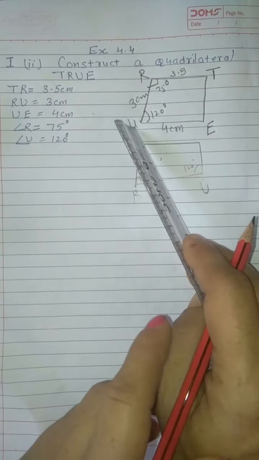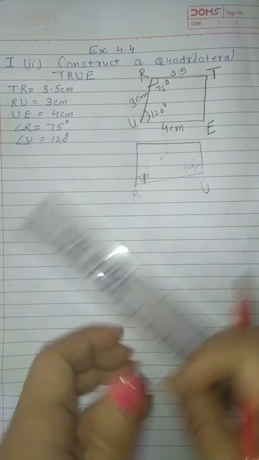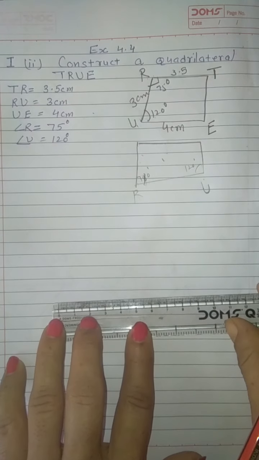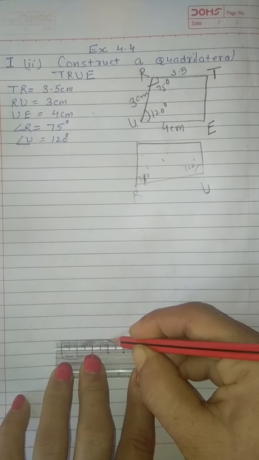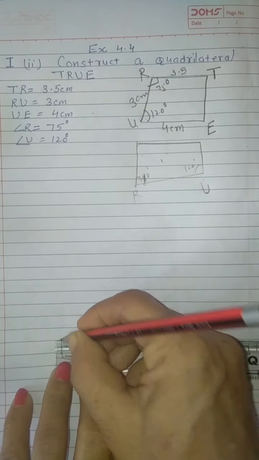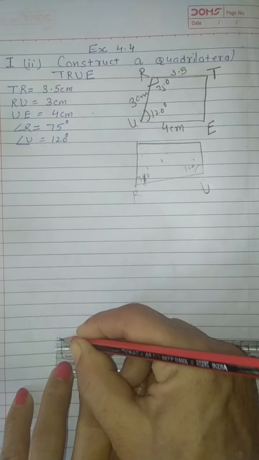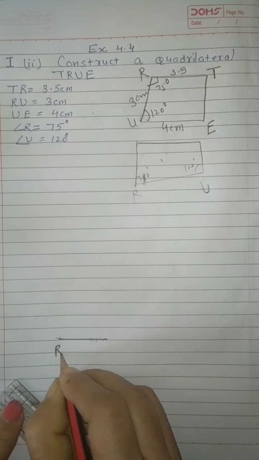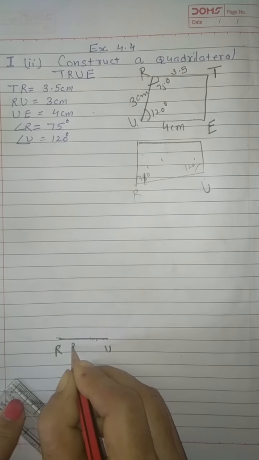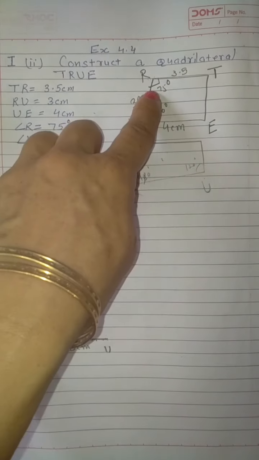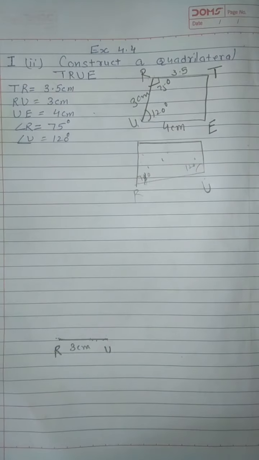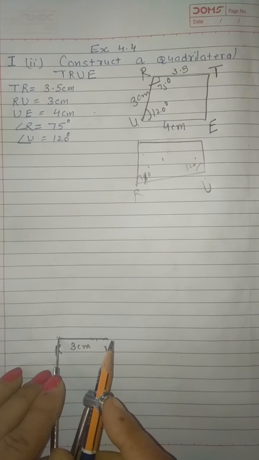I'll take RU as a base, 3 centimeter. Take it 3 centimeter. RU, point R, point U, and it is 3 centimeter. At R I have to draw a 75 degree angle.